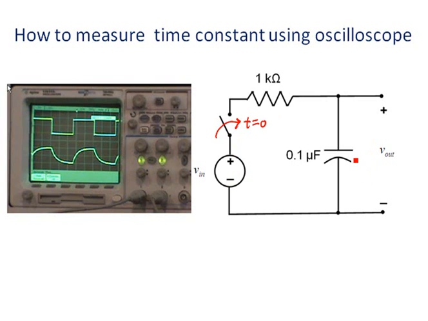When we look at the transient response of the output voltage, assume the initial voltage is 0, so it goes up. That's the step response for the circuit.